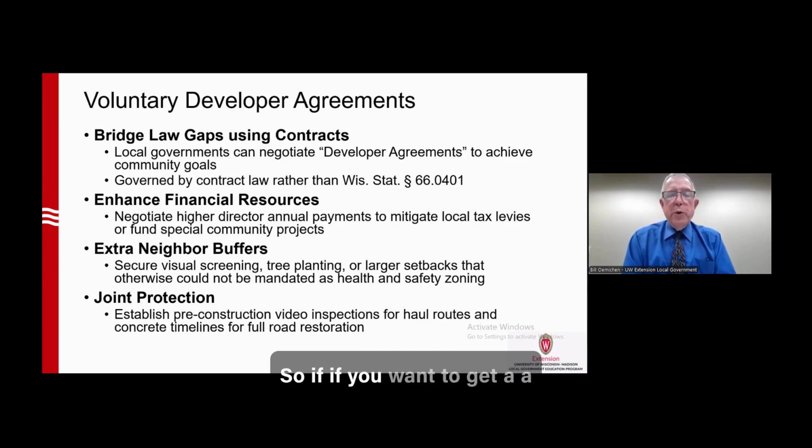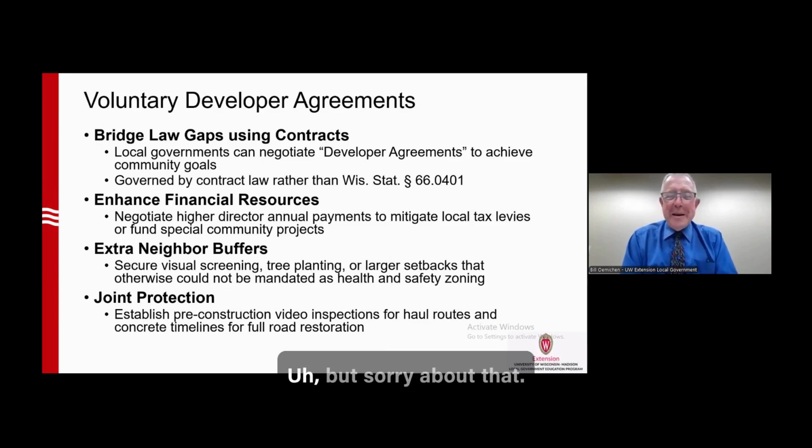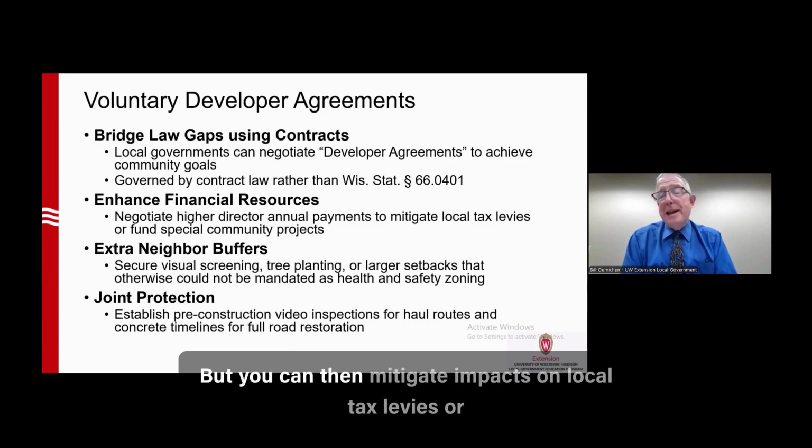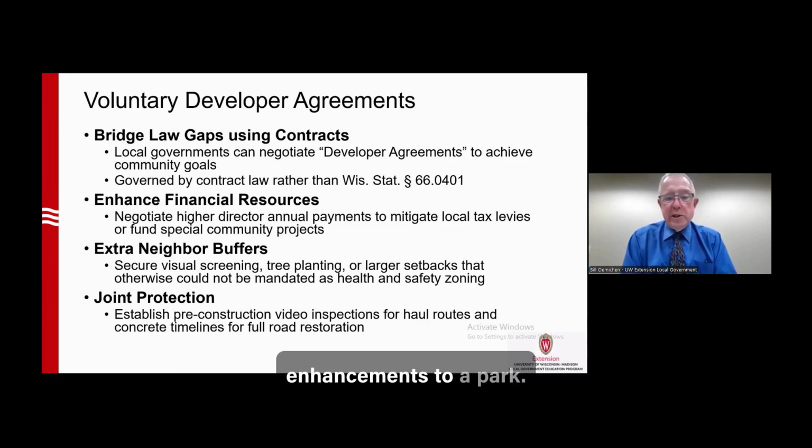So if you want to get a larger payment from the solar developer, and in many cases, we've heard that they are willing to negotiate that. You can negotiate higher. It's supposed to be direct annual payments. I just found my second typo. Jesse, hopefully you're tracking those too. But sorry about that. But you can then mitigate impacts on local tax levies or to fund special community projects like a new park or enhancements to a park.